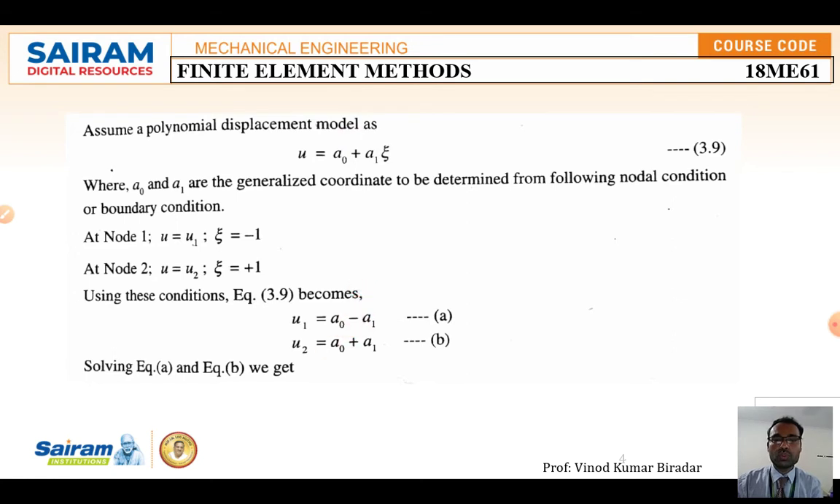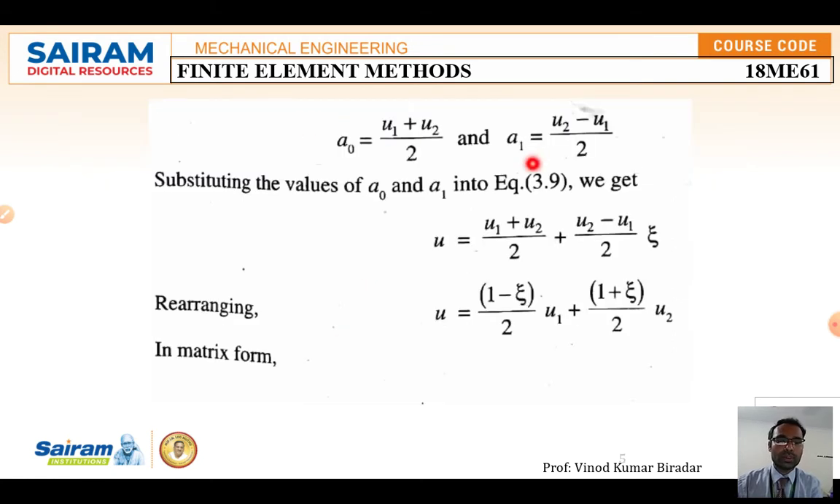Okay, solving these two equations you are going to get the a0 value and the a1 value. Otherwise you can subtract, add, whatever you want to simplify; our aim is to find the a0 and a1 values. Okay, so here after simplification by using equations a and b, a0 is equal to u1 plus u2 divided by 2, and a1 is equal to u2 minus u1 whole divided by 2.